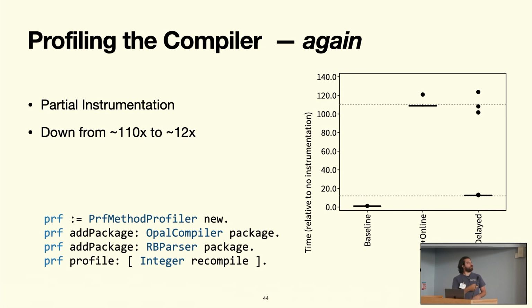times around. So here what we see is that this is the baseline, so running this code without instrumentation. This one here is the original time. So it's the instrumentation without any of the optimizations. And here we see the instrumentation with all the optimizations that I did. So we could get down from 110 times to 12 times.